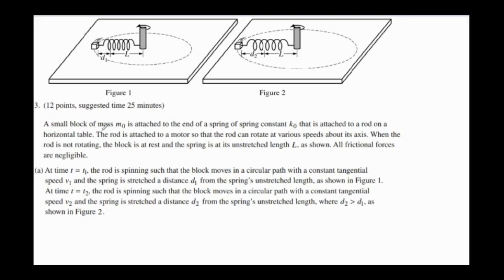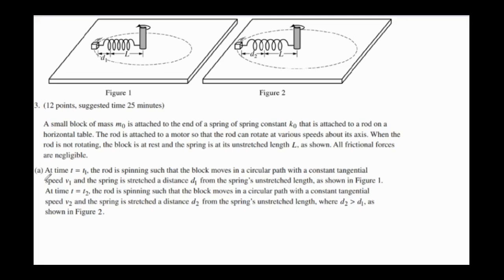So we have a small block of mass m0 attached to the end of a spring of constant k0 that is attached to a rod on a horizontal table. The rod is attached to a motor so that the rod can rotate at various speeds about its axis. When the rod is not rotating, the block is at rest and the spring is at its unstretched length L. As shown, all frictional forces are negligible.